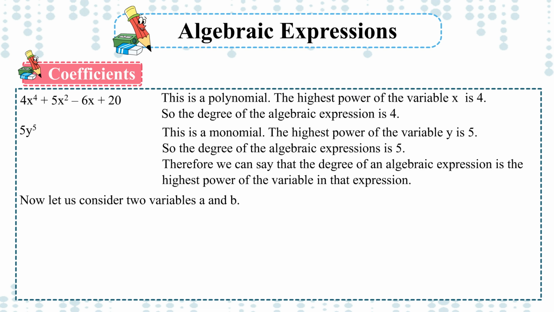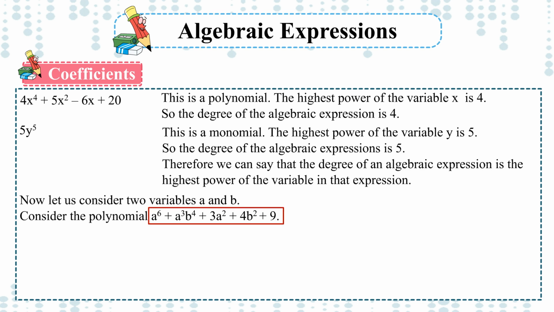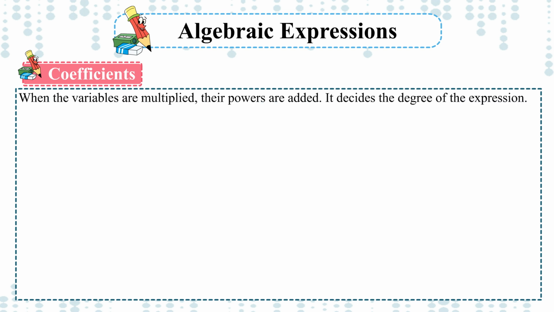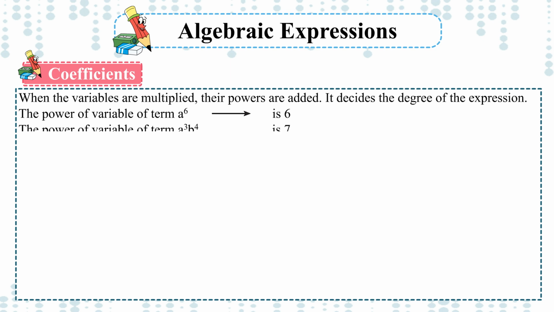The power of variable of term a^6 is 6. The power of variable of term a^3 b^4 is 7. The power of variable of term 3a^2 is 2. The power of variable of term 4b^2 is 2. The power of variable of term 9 is 0. The highest power of the variables in the given expression is 7.